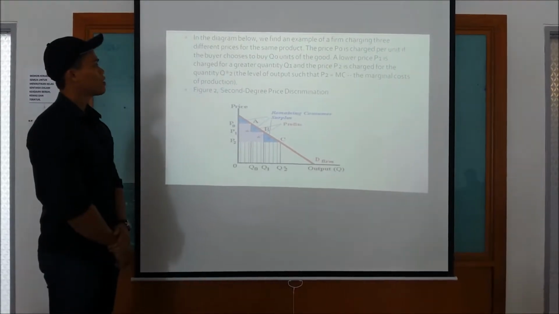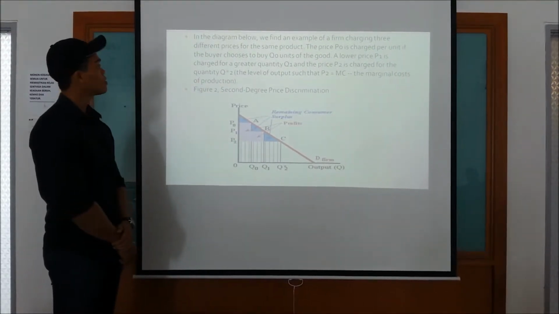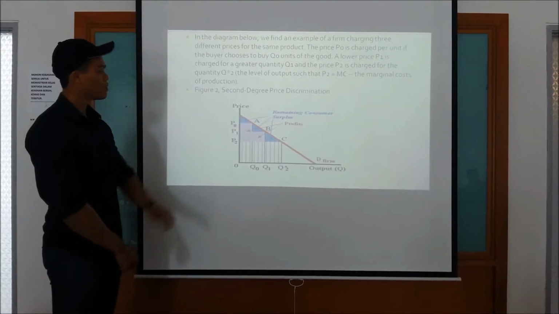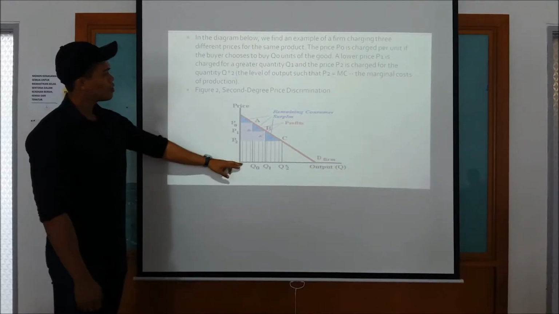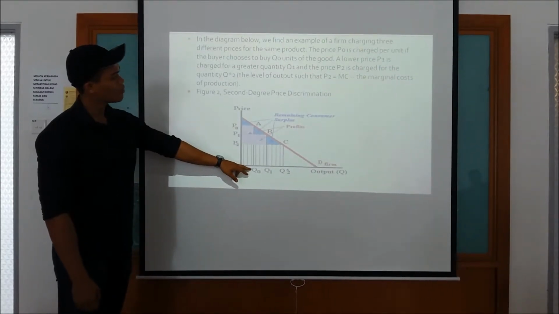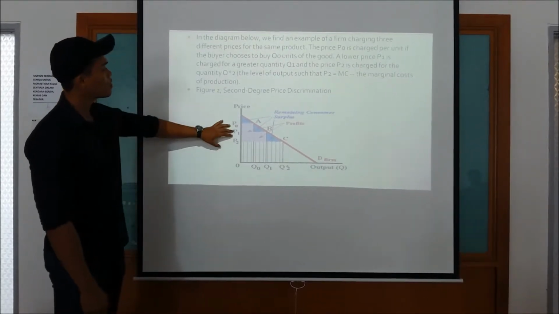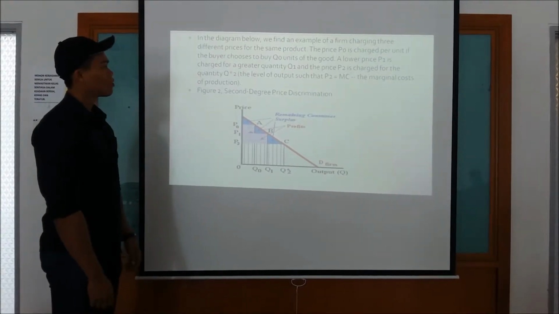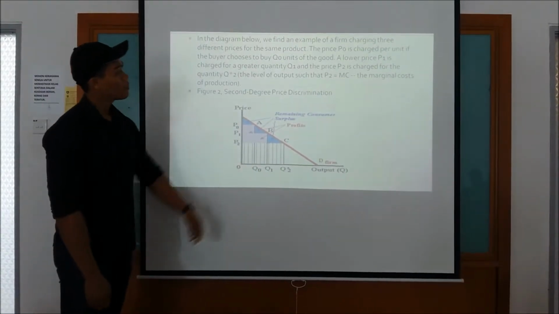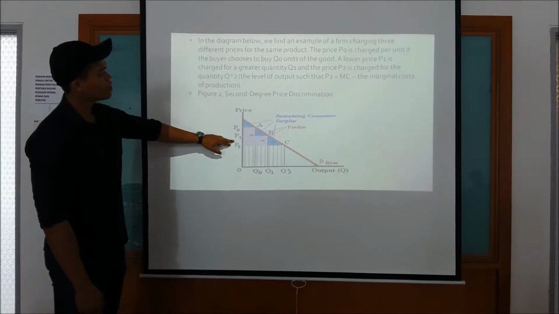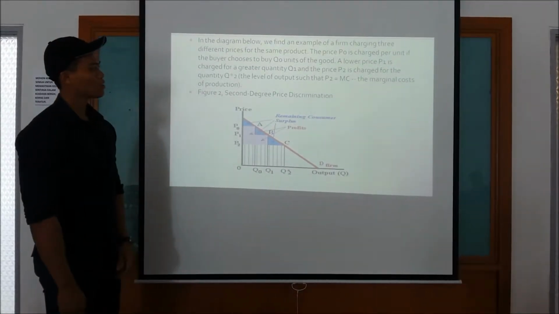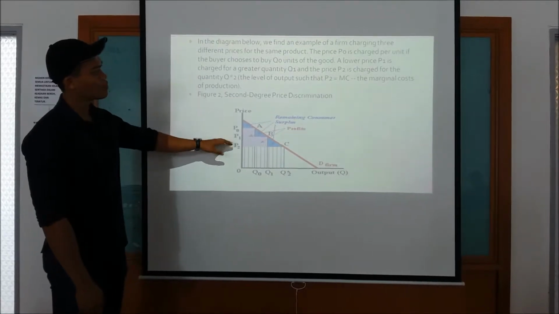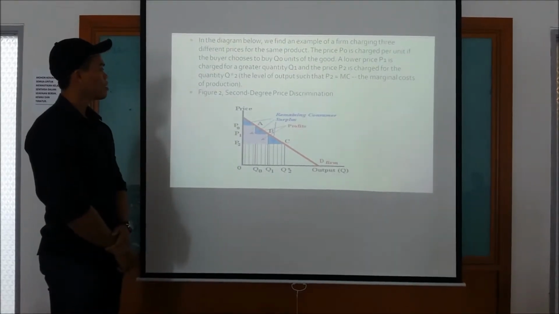This is the diagram about the second degree price discrimination. In the diagram below, we find an example of a firm charging three different prices for the same product. The price P0 is charged per unit if the buyer chooses to buy quantity Q0 units of the goods. A lower price P1 is charged for a greater quantity Q1. And the price P2, which is this, is charged for the quantity Q star 2. The level of output is such that P2 equals MC, the marginal cost of production.